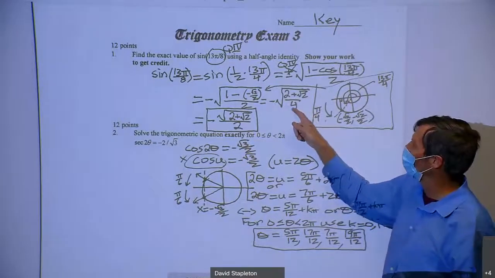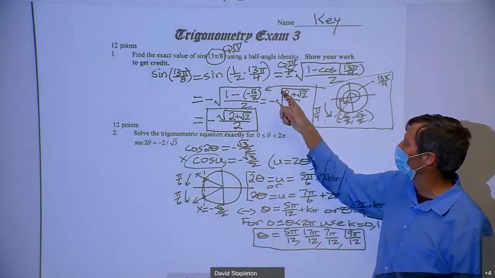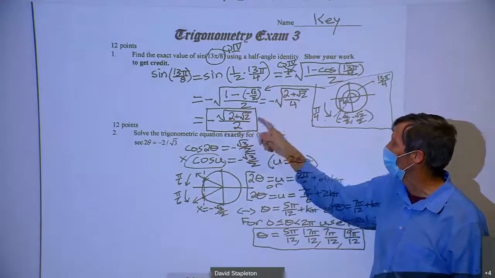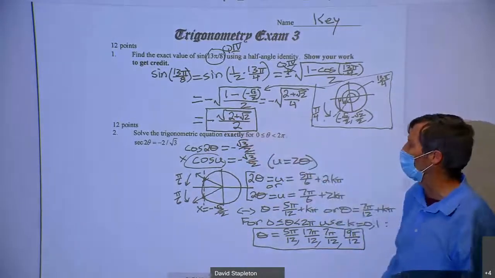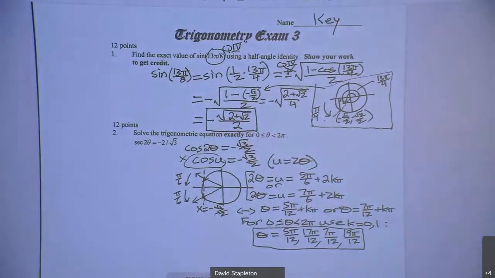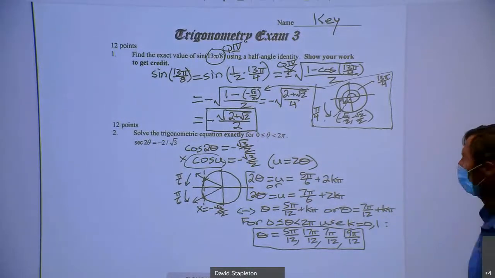The square root of 4 is 2, so I'll write the quotient. The square root of the quotient is the quotient of square roots, and the square root of 4 is 2. Now that's far enough. Sometimes these things simplify. I didn't ask you to see if that's simplified or not. All right, so this was a good answer right here.